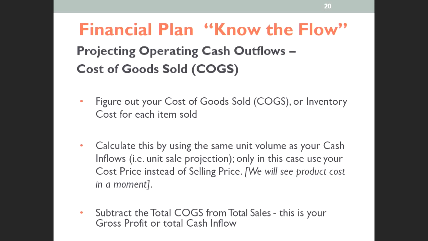So if you sell for $1,000 and the product costs you $800, your total net cash inflow after paying for the product would be the difference, or in this case, $1,000 less $800 is the $200.